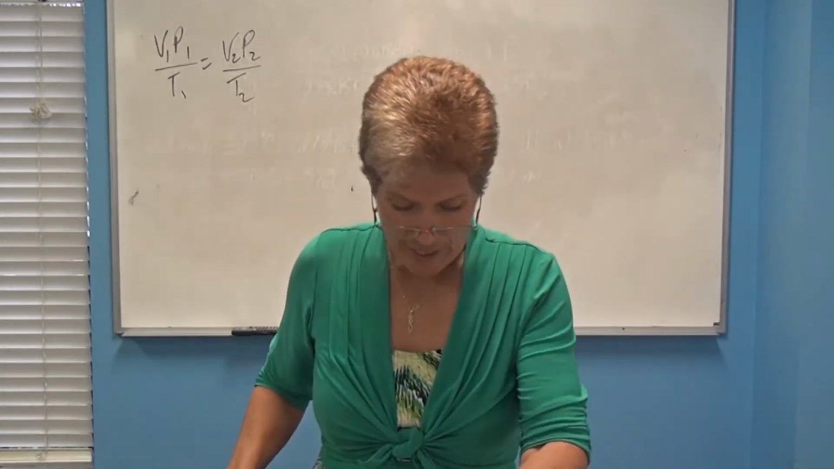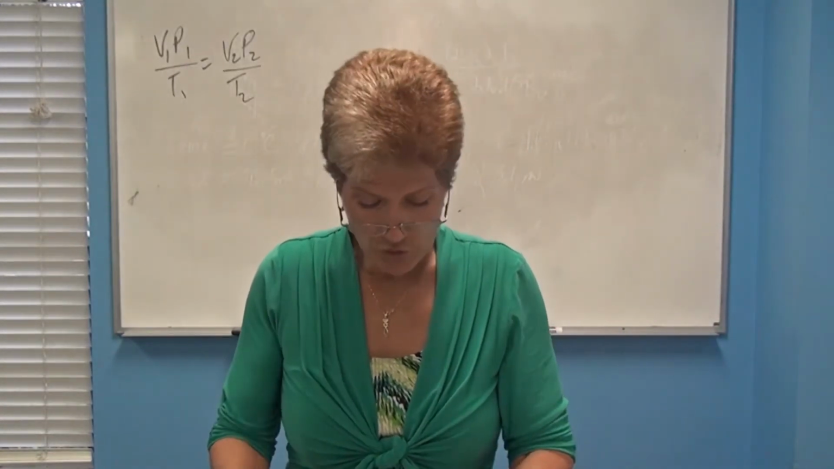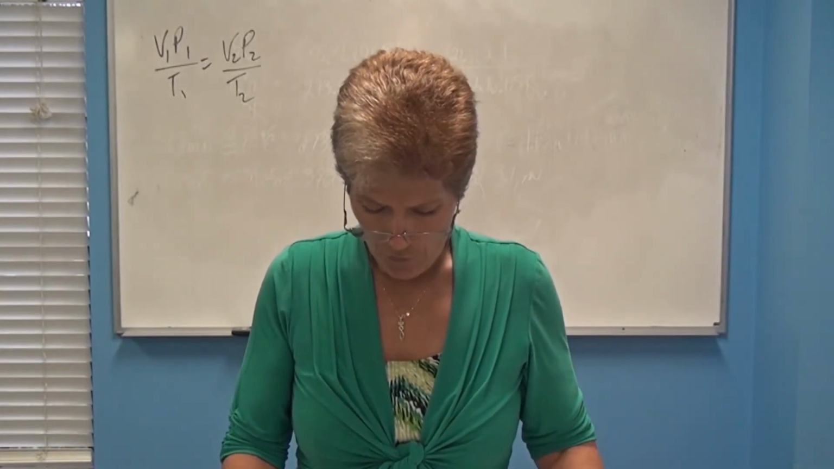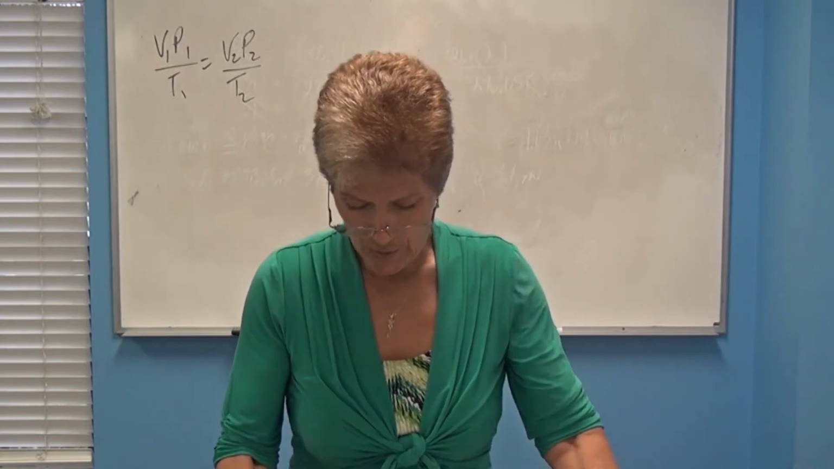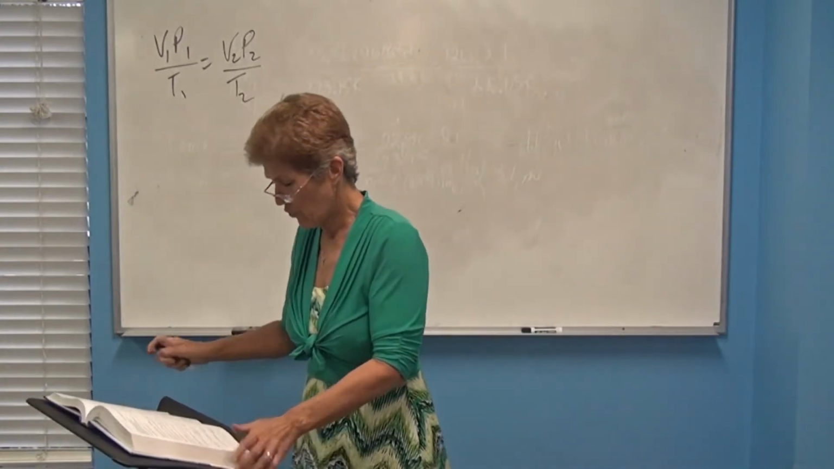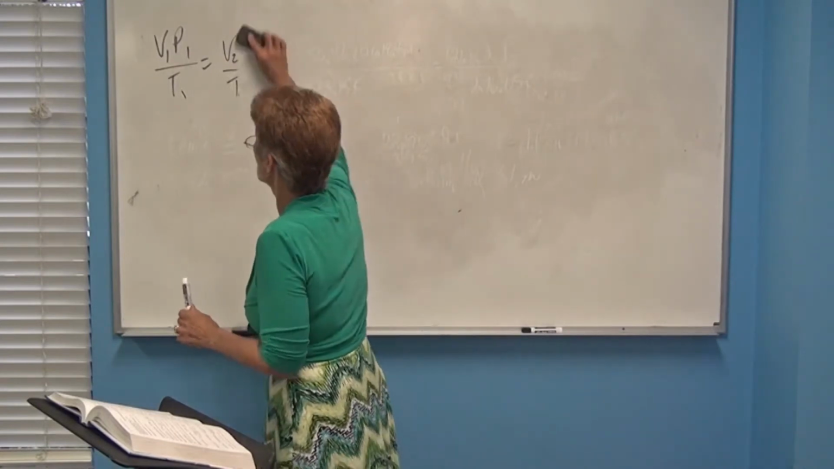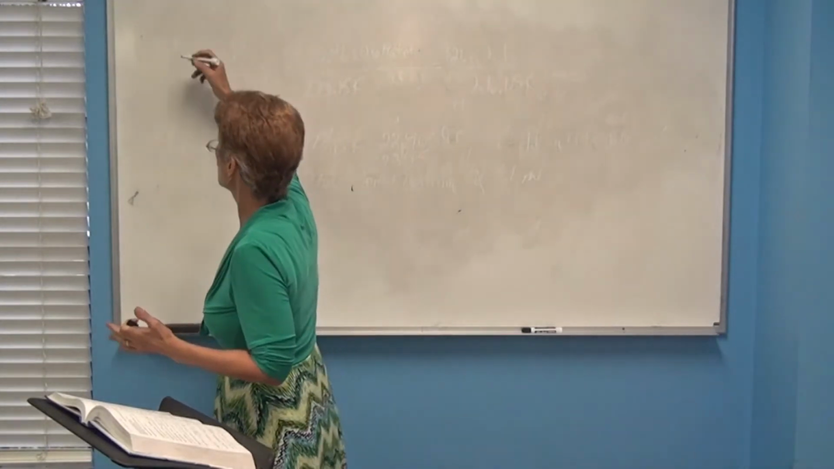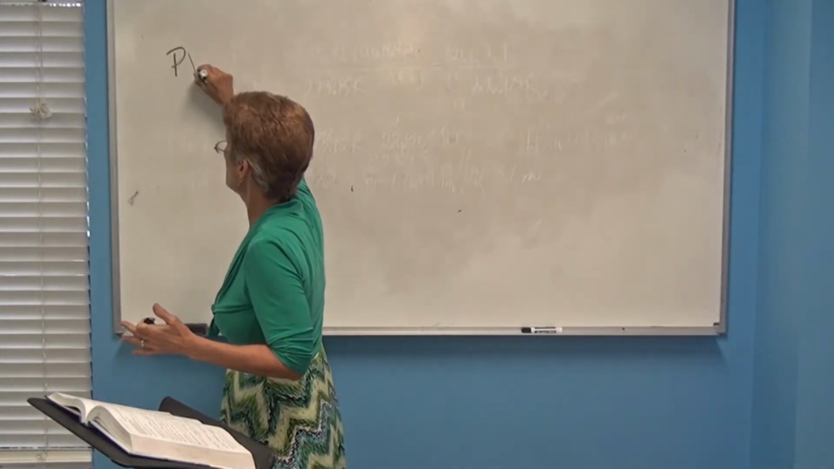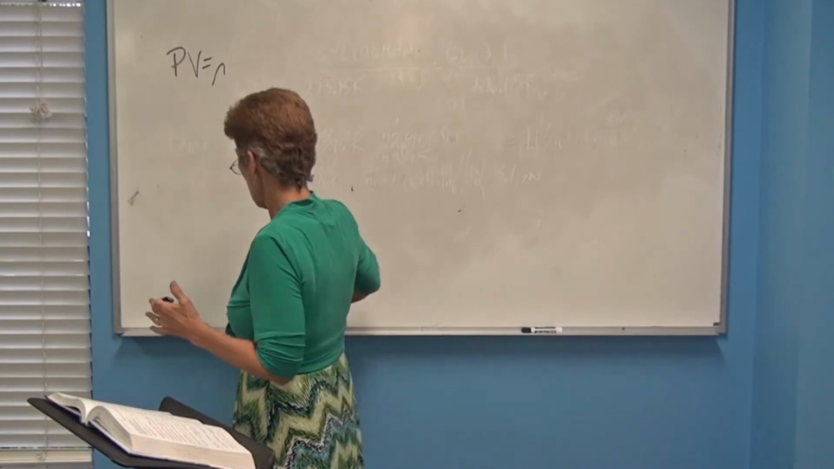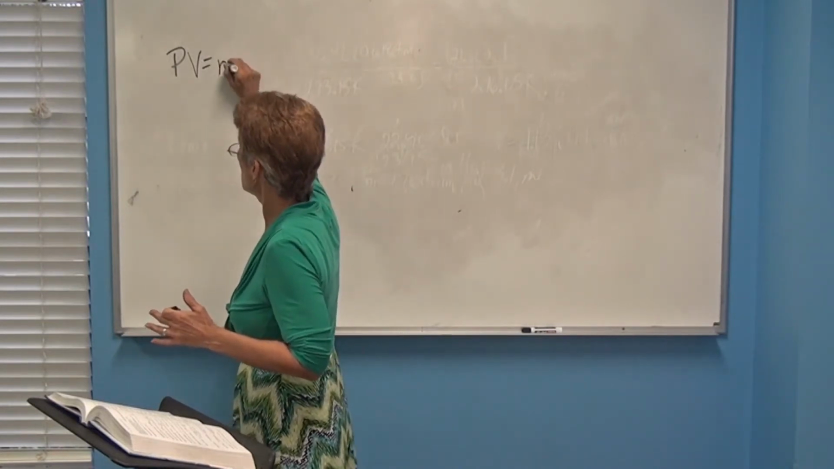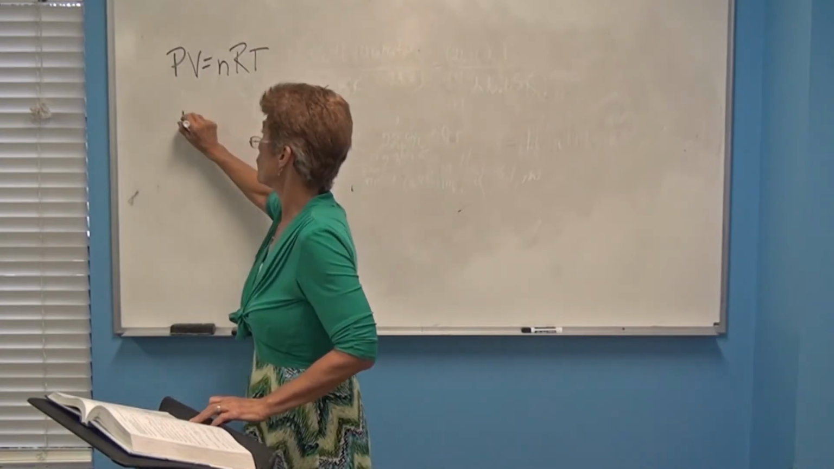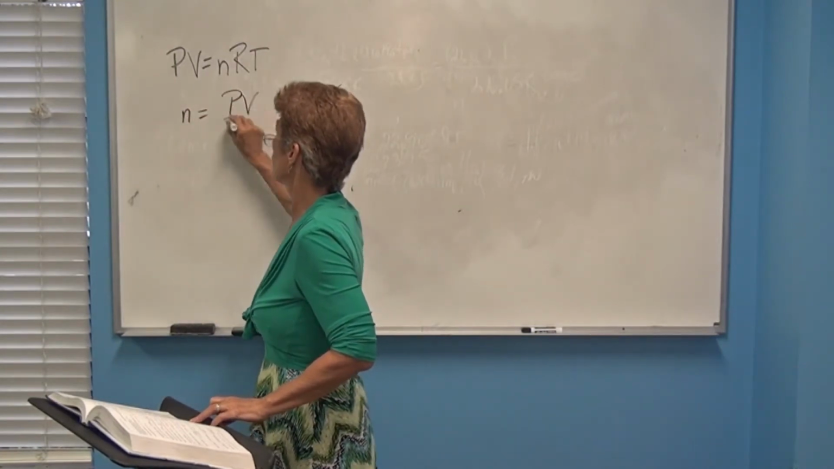Number 16, how many moles of nitrogen are present in an 891 mL container at 23 degrees Celsius and 345 torr? Here we're going to use PV equals nRT because it asked you for moles. So you know you're going to use the ideal gas law. PV equals nRT. All right, so we want to solve for moles because that's what we're being asked for.